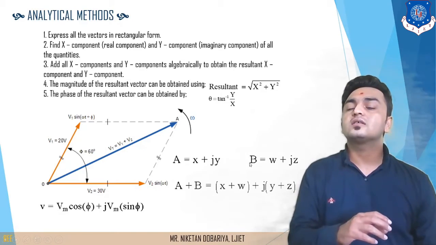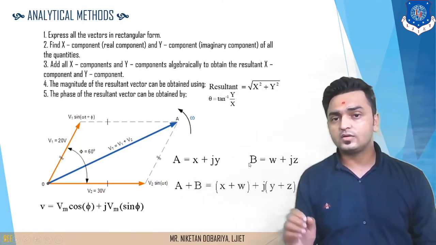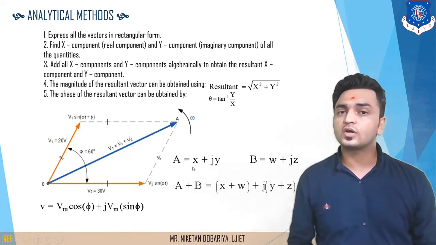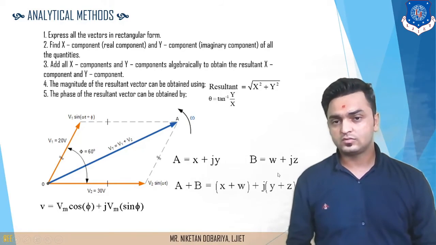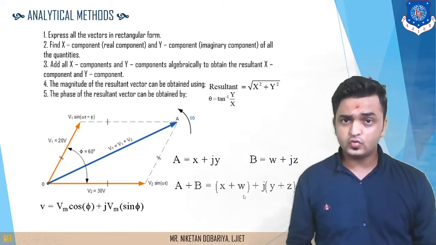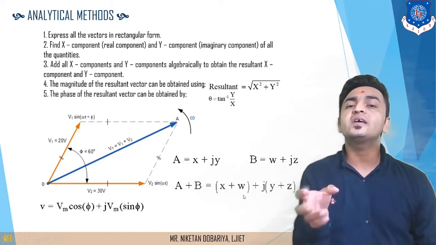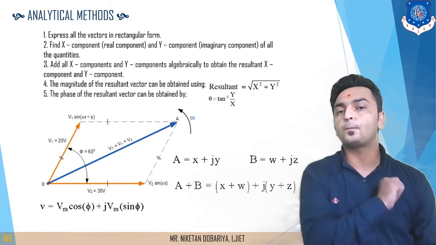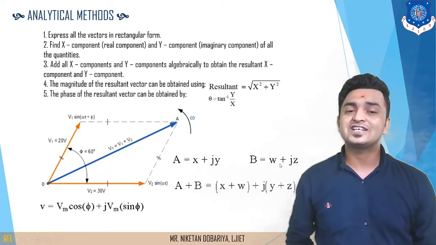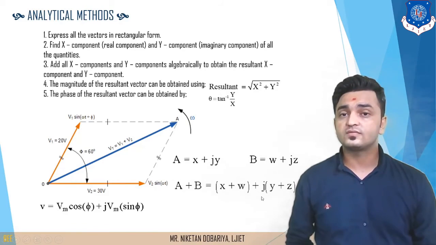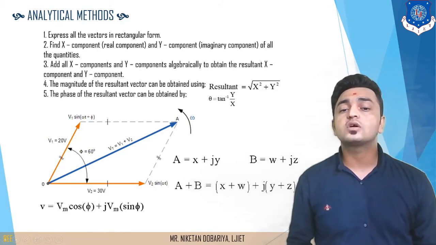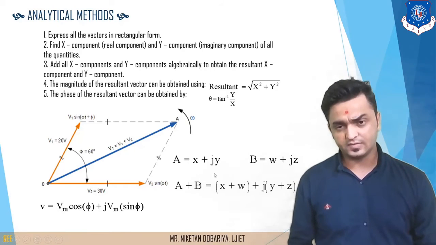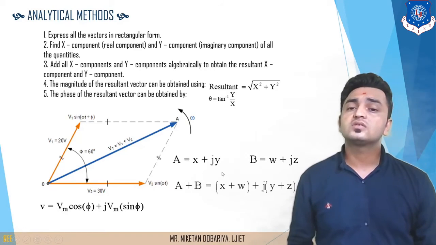We can add real components first of all. So the real component of the first one, that is x, and the real component of the second one, that is w. So we can add x plus w. In a similar way, we can add imaginary components or reactive components, that are y and z. Here the j is common, and the addition is y plus z. So this is the addition of two vectors a and b. So this was the second method.